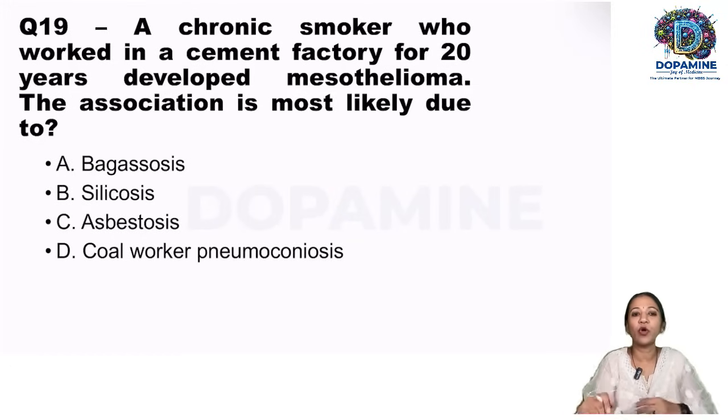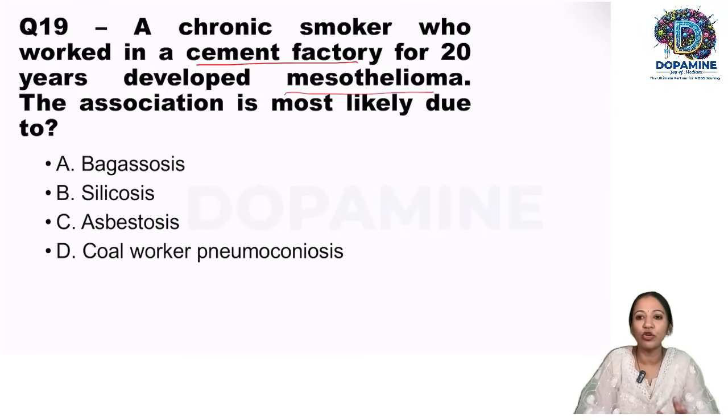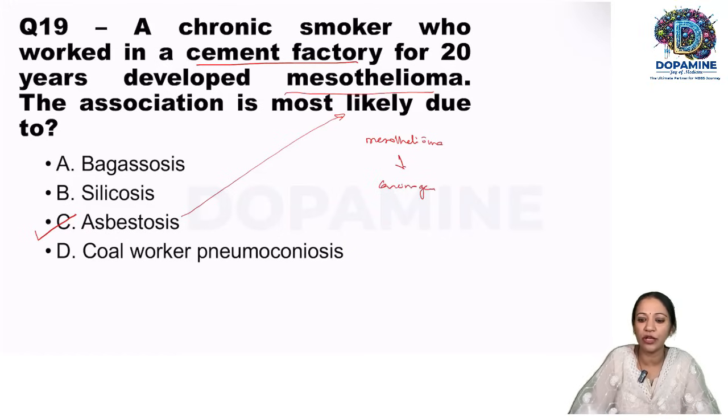Then, a chronic smoker who has been working in a cement factory for 20 years develops mesothelioma. So the clue is cement factory, mesothelioma. Very straightforward. What is the diagnosis? It is asbestosis. People working in the asbestos industry have a definite risk of mesothelioma. So what is the carcinogen which will definitely cause mesothelioma? It is asbestos. Okay, so what is silicosis? Silica dust. What is bagassosis? It is sugar cane. So asbestosis will cause mesothelioma.